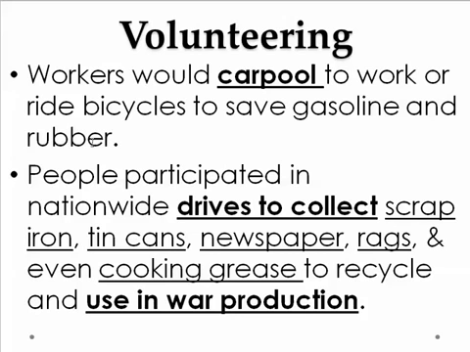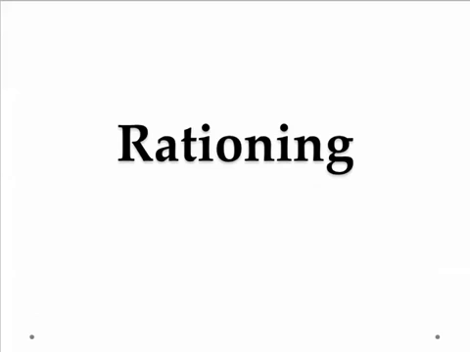Gasoline and rubber will be rationed, but the volunteer part of it is the carpool, where people carpooled and rode bicycles out of necessity, but also to volunteer. People are also going to participate in nationwide scrap drives, whether it be scrap iron, tin cans, newspaper, rags, or even cooking grease. Anything that could be gotten up and recycled to be used in the war effort. These are voluntary things that were going on, these drives to get the scrap iron and all, and we'll look at that in a few minutes. And it was part of rationing, but it's volunteered rationing.